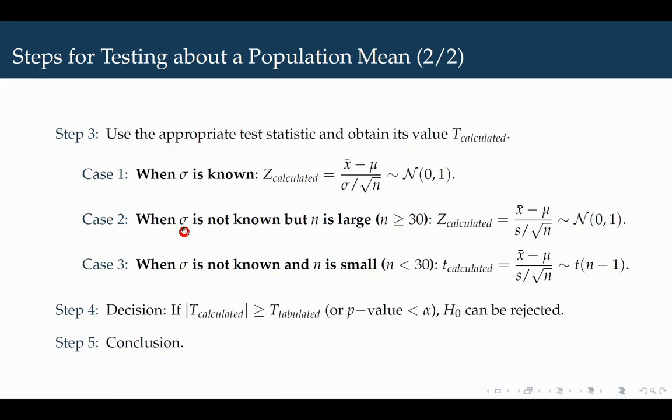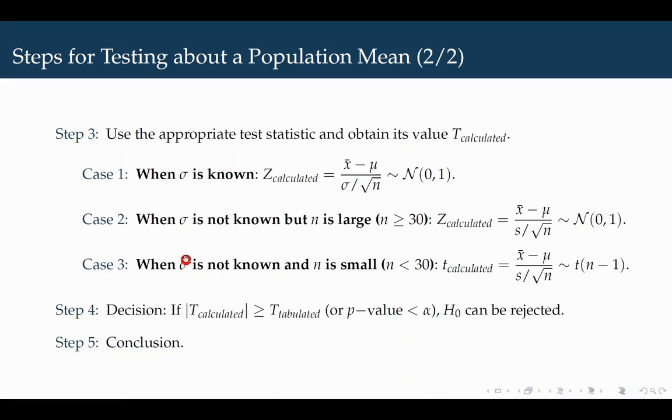But if sigma is not known, and if we know that n is large, specifically if n is greater than or equal to 30, now the calculated value of the test statistic is also based on a standard normal distribution, and it is calculated as x bar minus mu over the sample standard deviation divided by root n. So as long as the population variance is known, or the sample size is large enough, particularly greater than or equal to 30, we can use the standard normal distribution.